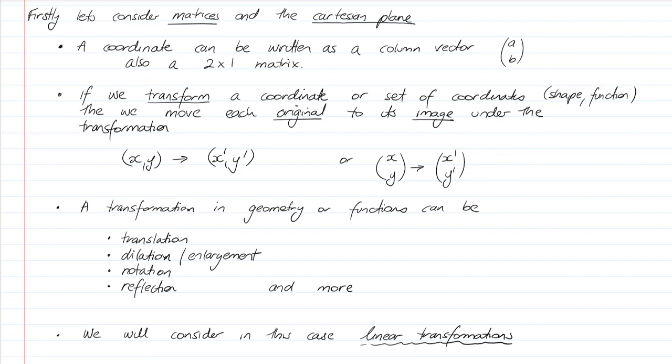So let's consider matrices and the Cartesian plane. A coordinate can be written as a column vector, which is also a 2x1 matrix. So we could represent a point, this is one of those points, by a coordinate there. A, B becomes (a, b) as a column matrix. If we transform a coordinate or a set of coordinates, then we move each original to its image under the transformation.